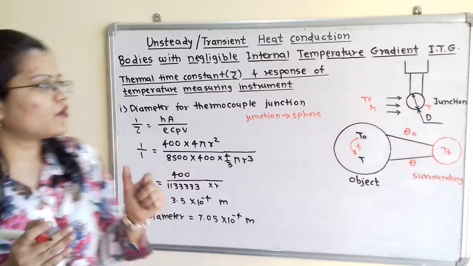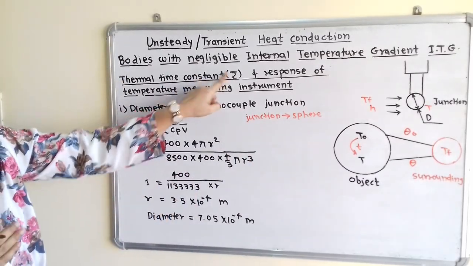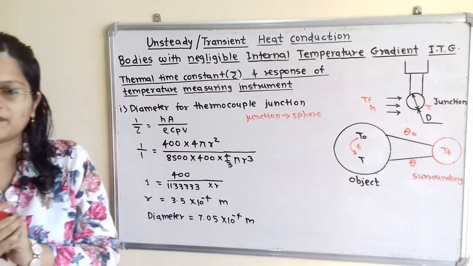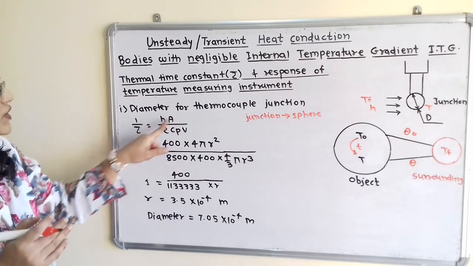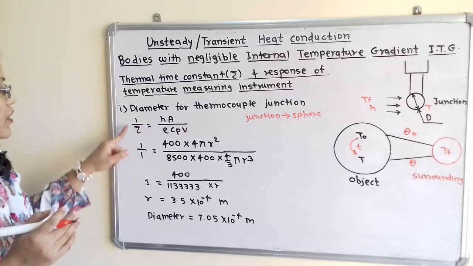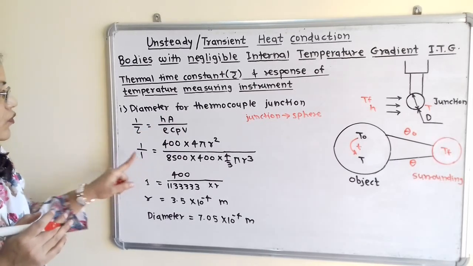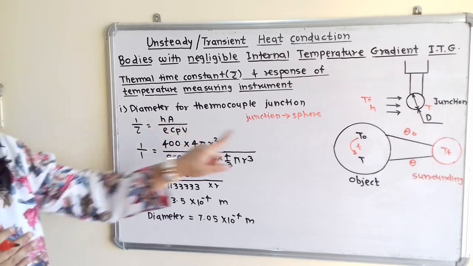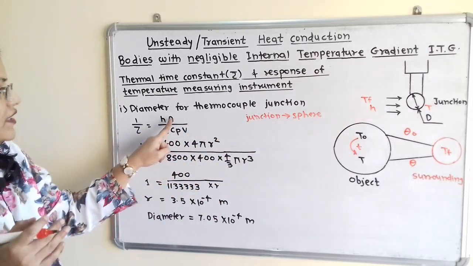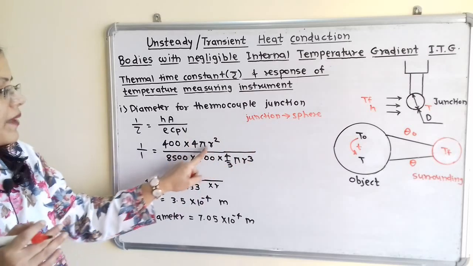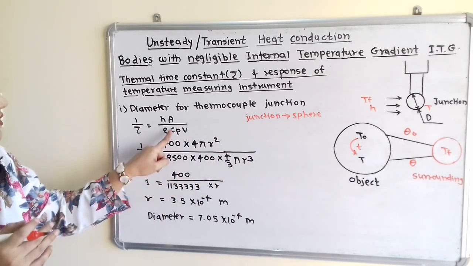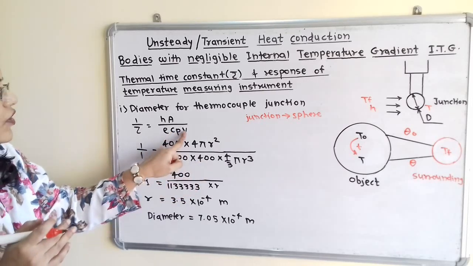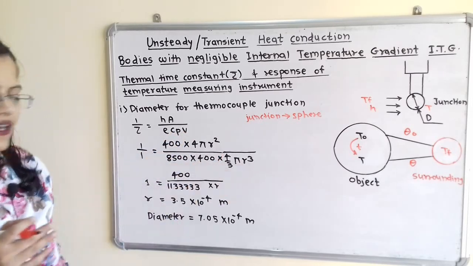The thermal time constant is also mentioned, that is the value of tau is equal to 1. Now we know the formula: 1 upon tau is equal to hA by rho Cp V. So 1 upon tau, which is 1, is equal to h, the convective heat transfer coefficient 400, area of sphere 4 pi r square, rho that is density 8500, specific heat 400, and volume 4 by 3 pi r cube.